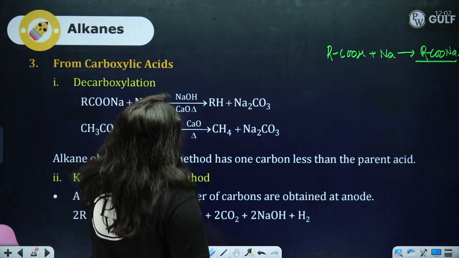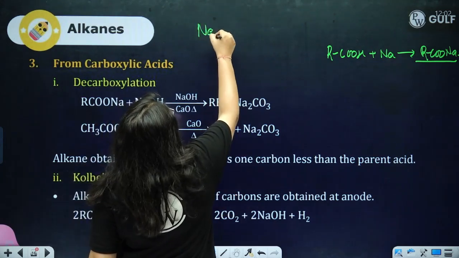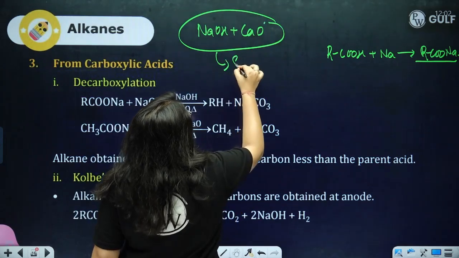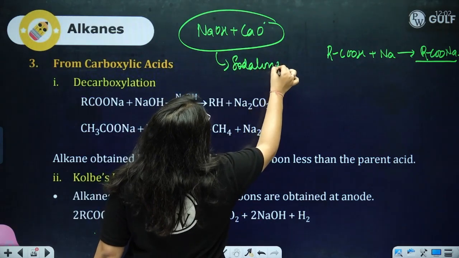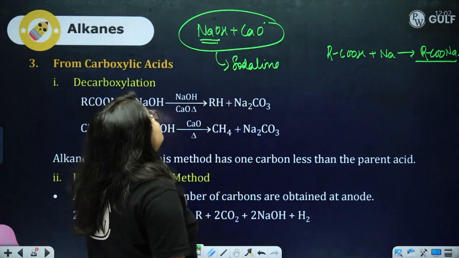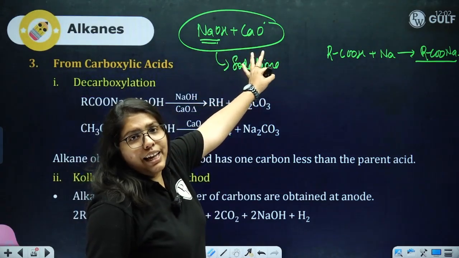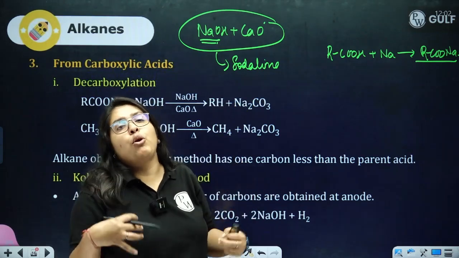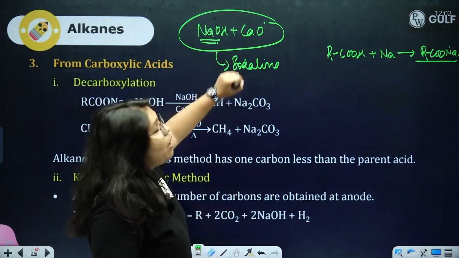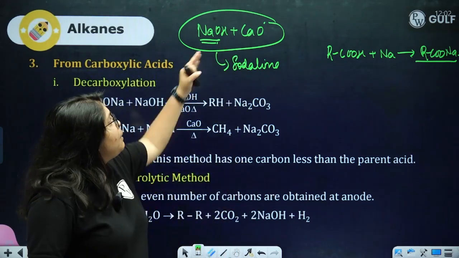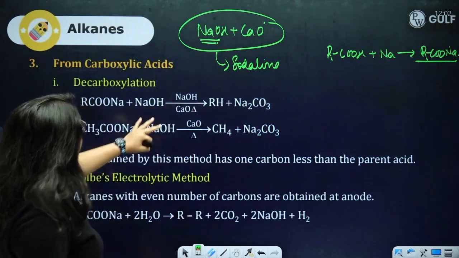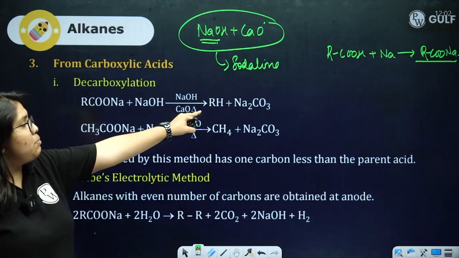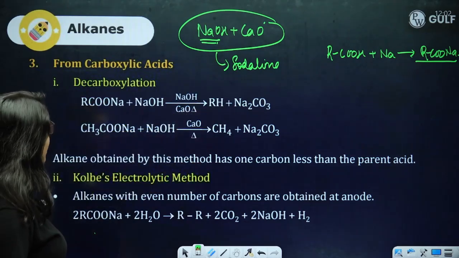And this NaOH plus CaO is called soda lime. It is called soda lime because we need dry NaOH. So the CaO is a dehydrating agent, okay? It is a dehydrating agent because NaOH is hygroscopic. It tends to absorb water from the atmosphere. So the CaO that is there keeps it dehydrated. So the soda lime, when it is treated with sodium alkanate, you get RH plus Na2CO3, okay?